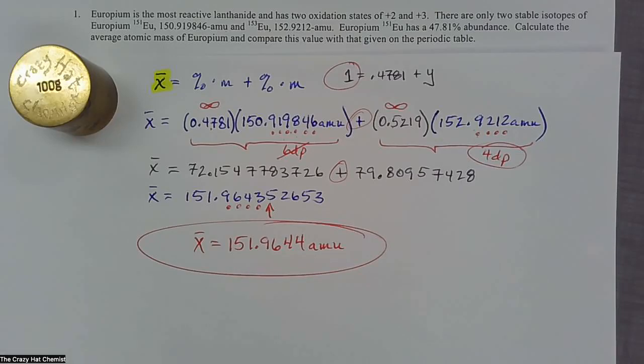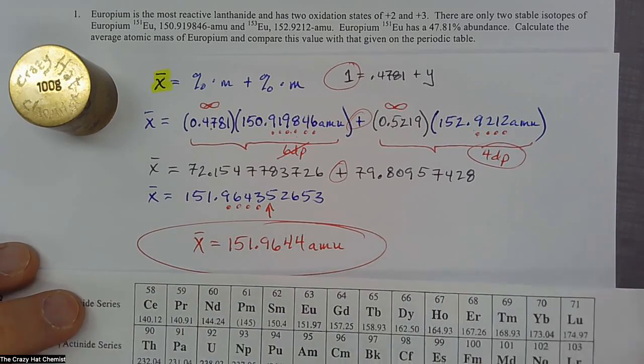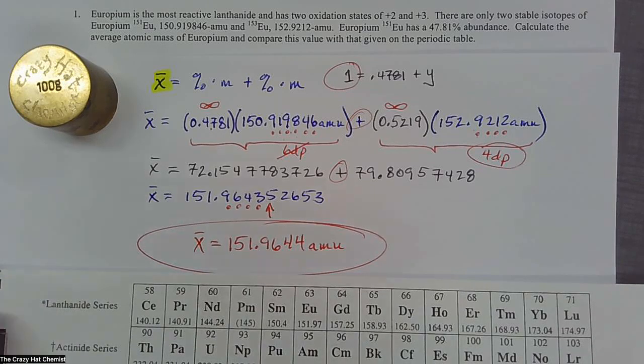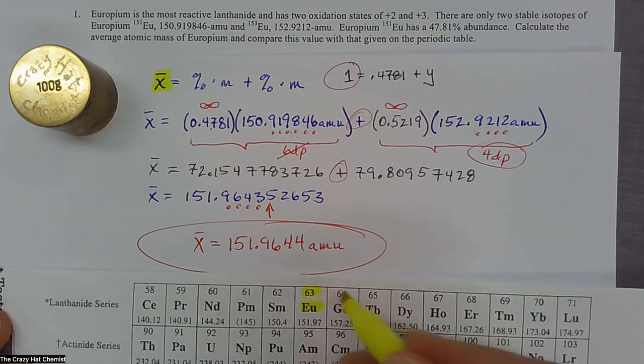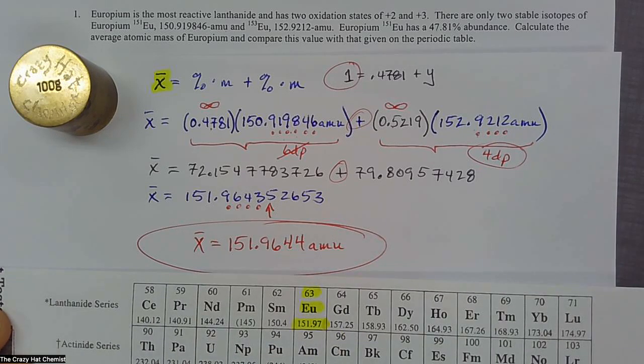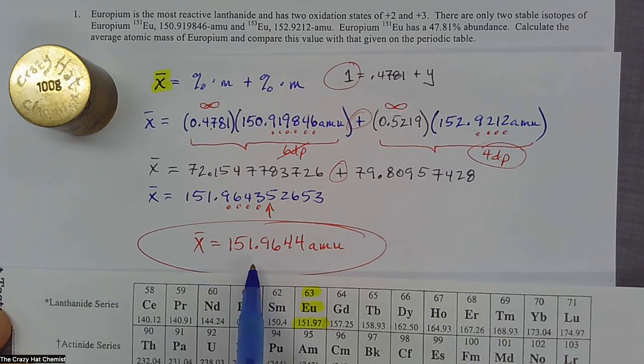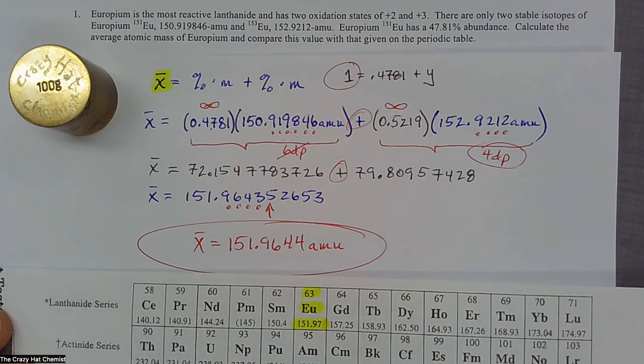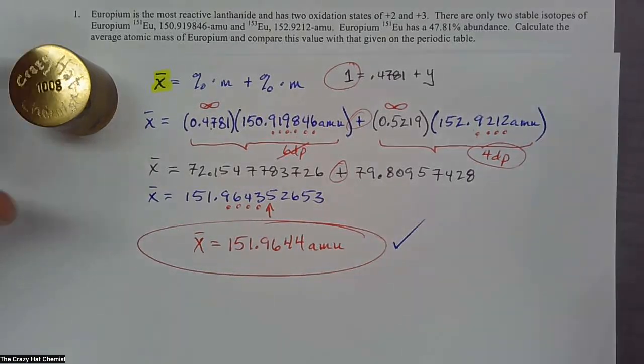Now, the second part of this question was, find europium on your periodic table, and you should be able to correspond this average mass with what you find on the periodic table. So let's see if we can do that. Europium is right here. That is atomic number 63, and the average atomic mass on my particular periodic table is 151.97. That is very, very close to what we're getting on this one right here. So that's perfect. That's kind of like a check. Done. Okay. Perfect.